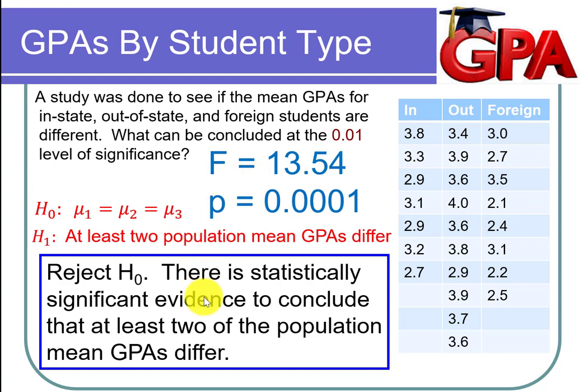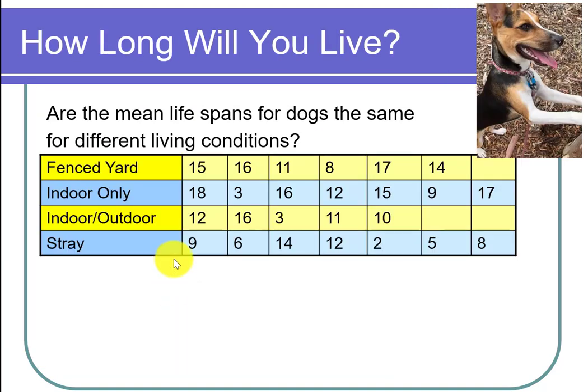So let's do one last example. This will be the very last hypothesis test that we do for all of these full videos for the entire course. And here it is. How long will you live? You as in this cute little dog. Okay, and the question is, are the mean lifespans for dogs the same for different living conditions?